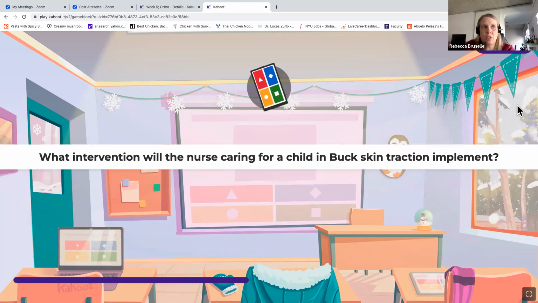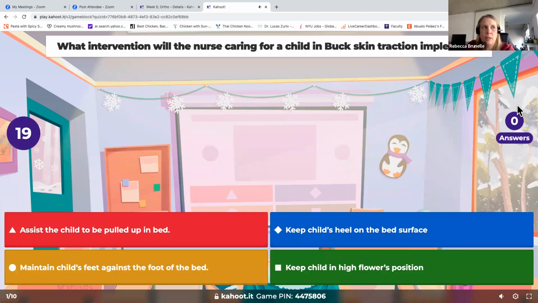So what intervention will the nurse caring for a child in Buck's skin traction implement? Assist the child to be pulled up in bed, maintain child's feet against the foot of the bed, keep the child's heel on the bed surface, or keep the child in the high Fowler's position.